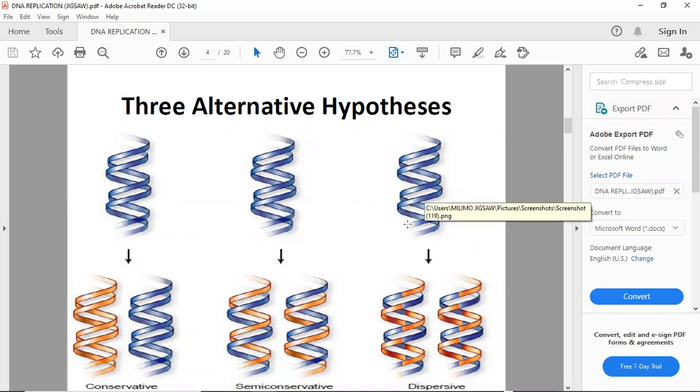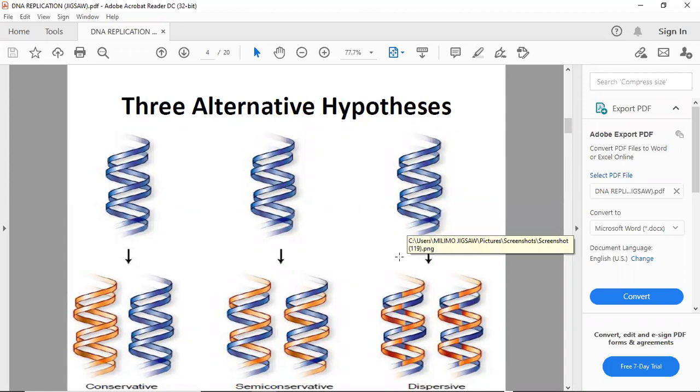Then we have the dispersive hypothesis. So according to this one, if the parental double helix were cut wherever one strand crossed over another and DNA was synthesized in short segments by extending each of the cut parental strands to the next strand crossover, then you would have a mix of new and old segments along the replicated molecule. So you can see a mixture of the old, which is blue, and the golden color there, the new. So this is the dispersive model of DNA replication. So these three models of DNA replication were evaluated.